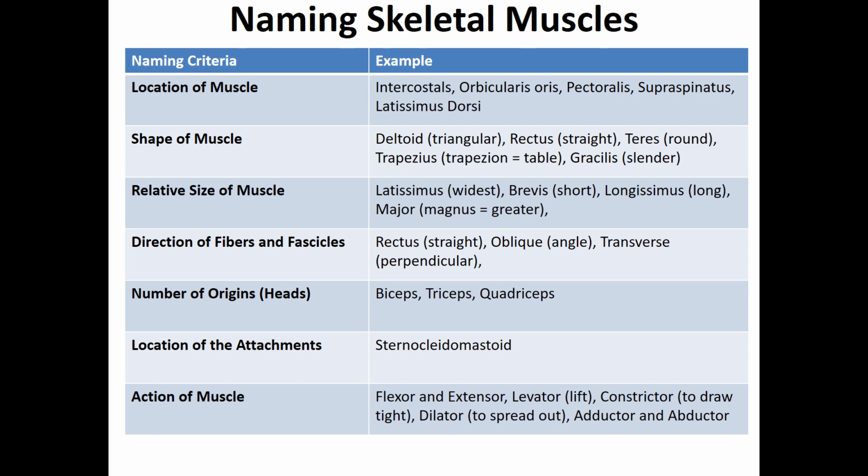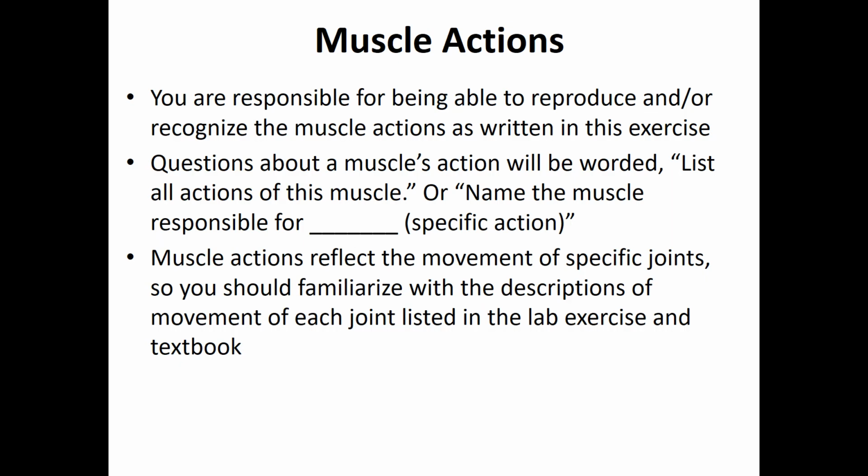The location of the attachments, for example, with sternocleidomastoid, the word sterno meaning sternum, cleido meaning clavicle, and mastoid indicating mastoid process. And finally, the action of the muscle. So flexor, extensor, levator, constrictor, dilator, adductor, abductor. Oftentimes muscles are named for these actions. So when learning the name of a muscle, stop, consider what its components might mean, and then move forward.